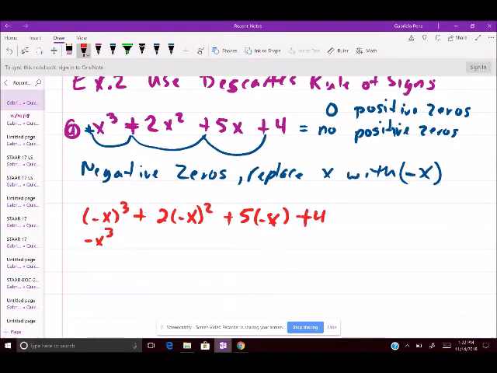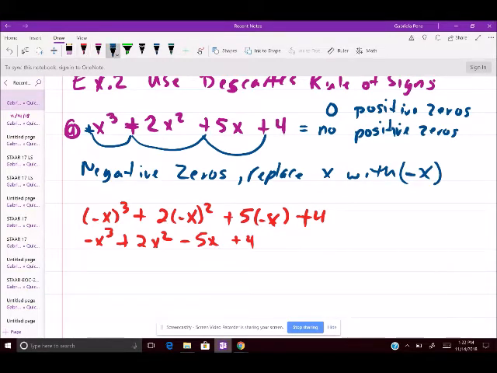Now, what happens when you have the negative x squared? It becomes positive, and then times a positive 2, it stays what? It stays a positive 2x squared. And then what is negative x times 5? Negative 5x, and then plus 4, because we don't do anything there.